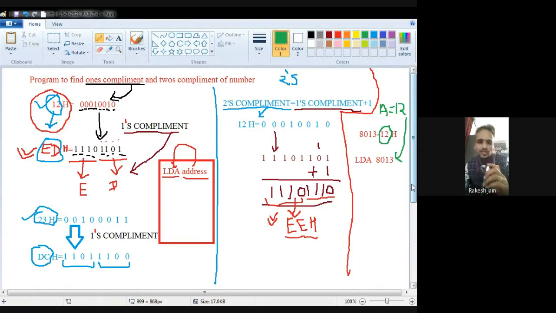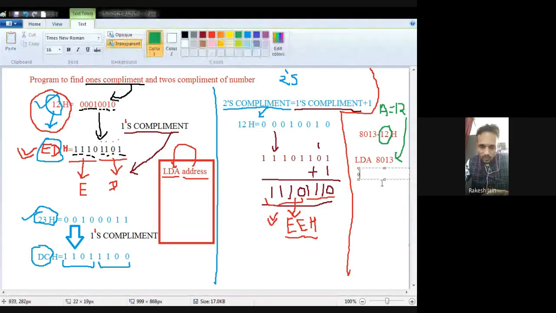So here in this example, I write down LDA 8013. It means the data of 8013 address. And what is the data of 8013 address? I just wrote that above.